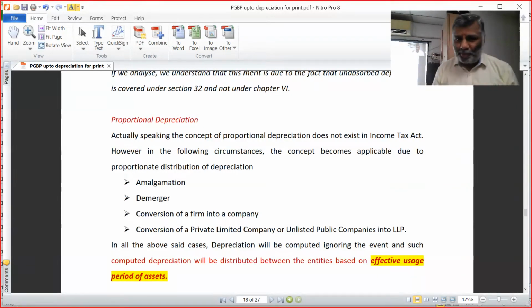Let's talk about proportionate depreciation, what it is. My dear friends, whenever there is a business restructuring, this comes: amalgamation, demerger, conversion. Two entities have to claim depreciation for the same asset. I converted my firm into a company as of today, 18th October. I converted my firm into a company.